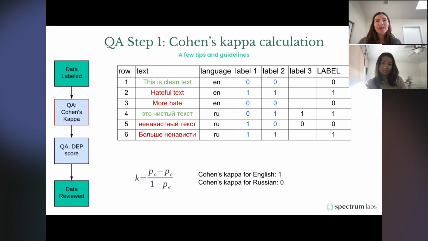So the Cohen's kappa for the English examples here is 1, meaning perfect agreement. And for Russian, it's 0, indicating that there's no agreement beyond that which you would have by chance. So in this QA step, we'd be flagging the entire section of Russian data that we had labeled, in this case as an example for hate speech. And so this would flag language behavior pairs that need to be reviewed, relabeled, or discarded.